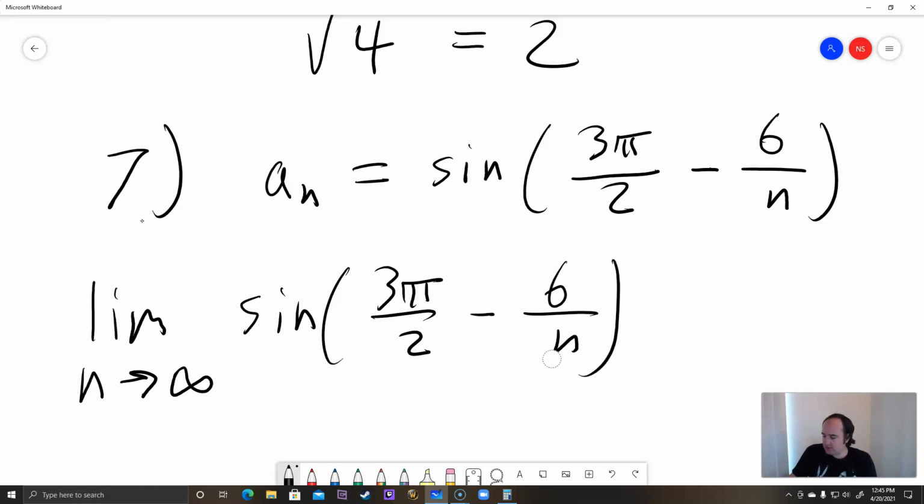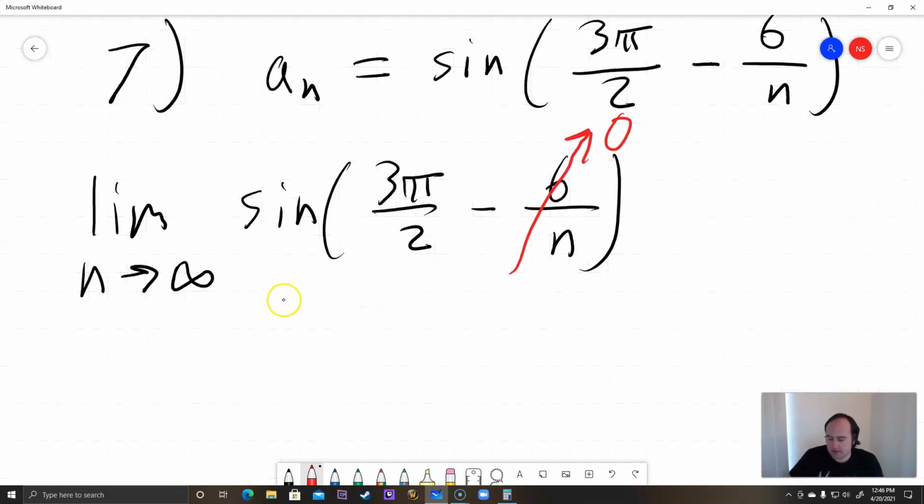Well, if you go ahead and look at the negative 6 over n, that denominator is going to go to infinity, which means negative 6 over n is going to go to 0 because the numerator is finite. So the negative 6 over n goes to 0. For that limit, this is actually really easy. We just end up with sine of 3 pi over 2.